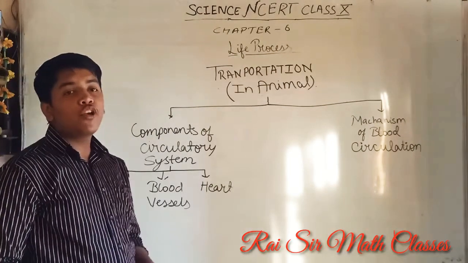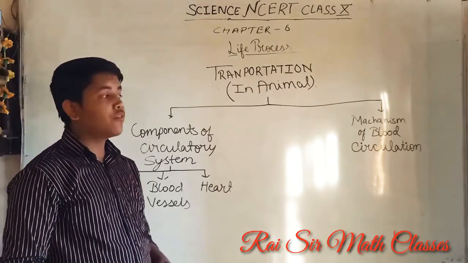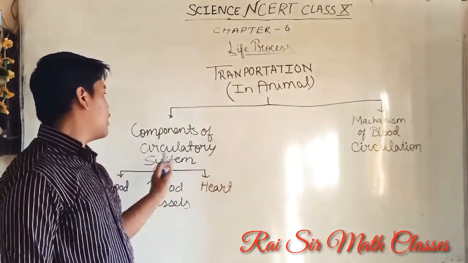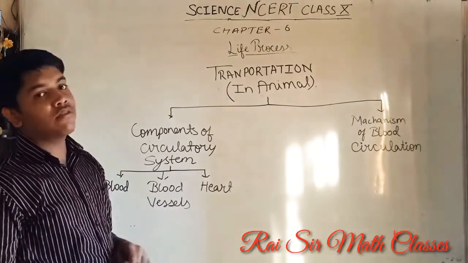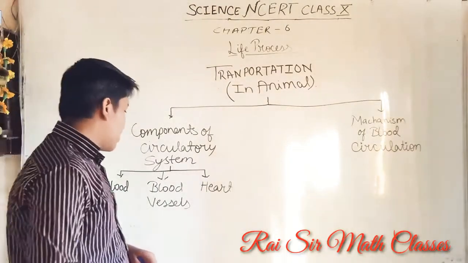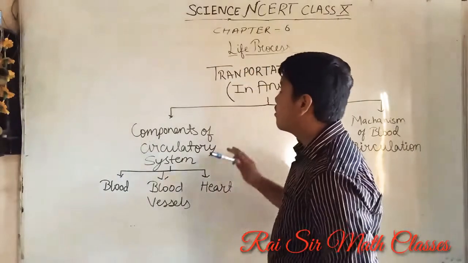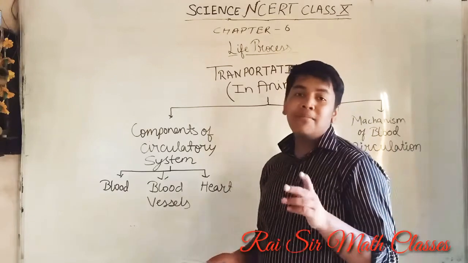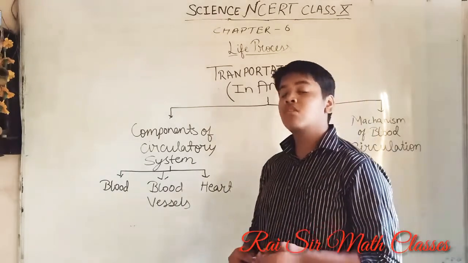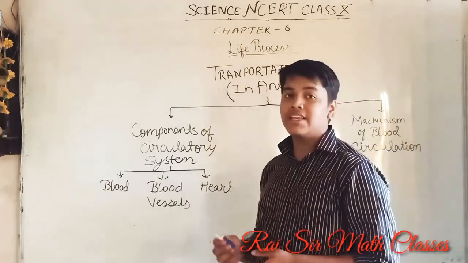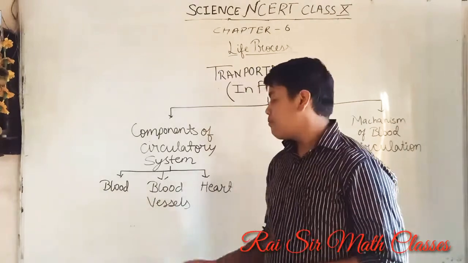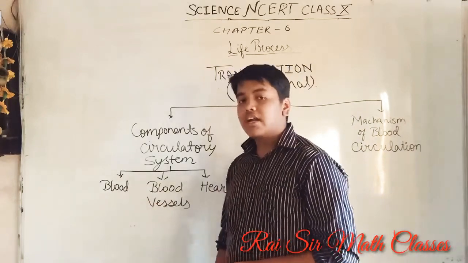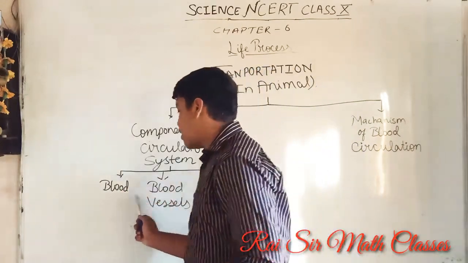In animals we are going to learn about the mechanism of blood circulation, meaning the transportation of blood, and the components that transfer blood in our body. So let's start with the components of the circulatory system. There are three main components required for the circulation of blood in our body: blood, blood vessels and heart. Now we are going to start the first topic, that is blood.